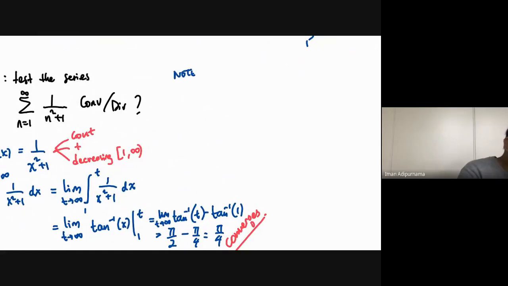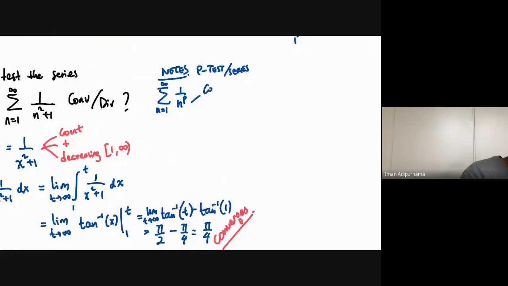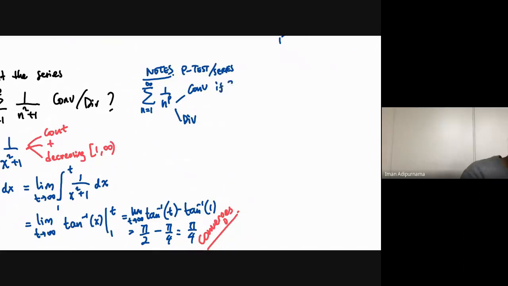And some notes for the p-test or p-series. Actually, it's the same notes as in chapter 7. If you have 1 over n to the power of p, you can conclude this converges if p is greater than 1, and diverges if p is less than or equal to 1.